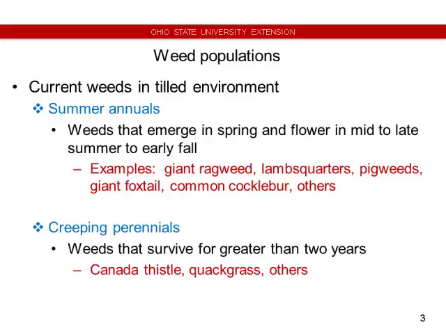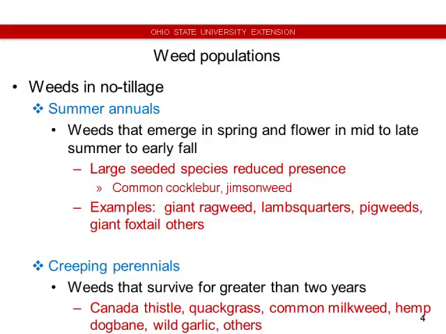So what do we end up going to when we transition into a no-till situation? We still deal with summer annuals, but we do tend to see a little bit of a shift in what species we end up having. We can have some issues with cocklebur in tilled soils, but when we go to no-till, the cocklebur is no longer buried under the soil deep enough for it to come up on a regular basis. So we don't see cocklebur as much in a no-till environment.